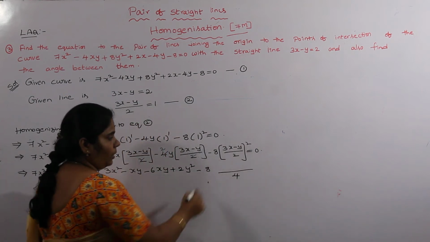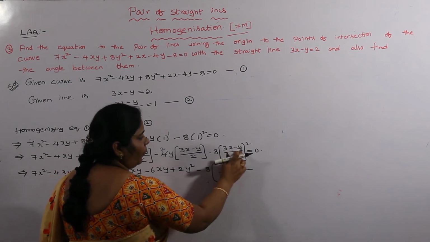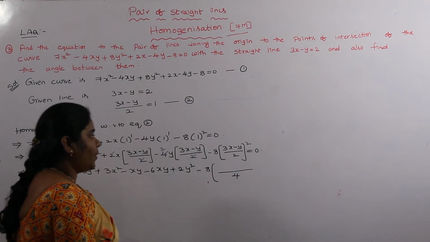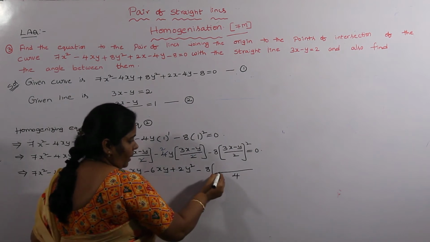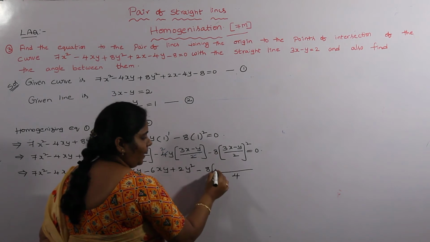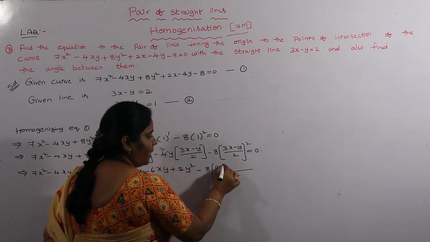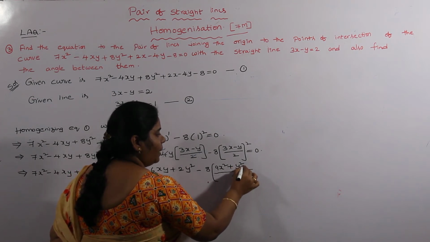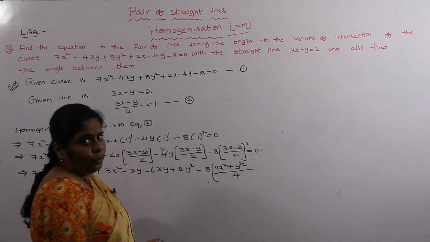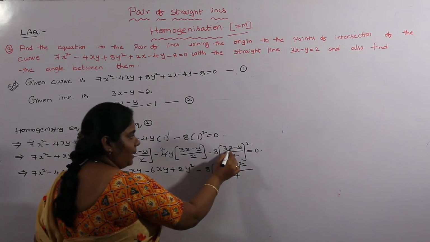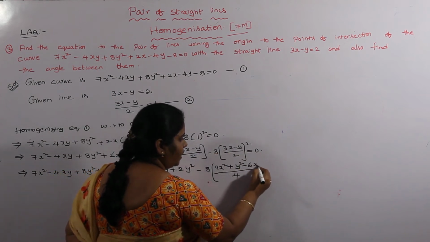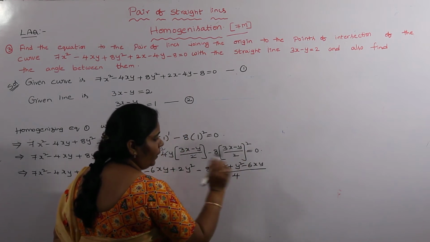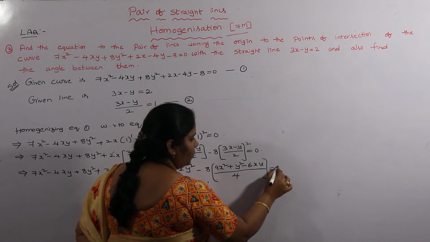Denominator is 4 into, numerator is in the form of (a minus b) whole square, which is a square plus b square minus 2ab. A square is here 3x whole square, that is 9x square, plus b square, which is y square, minus 2ab. 2ab means 2 3s are 6, x into y, so 6xy, the whole divided by 4. Why? Because this 2 square is 4. Take it directly, is equal to 0.